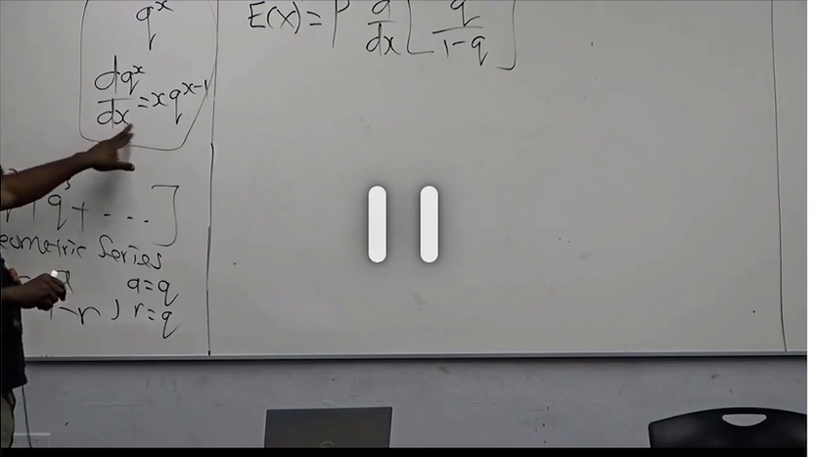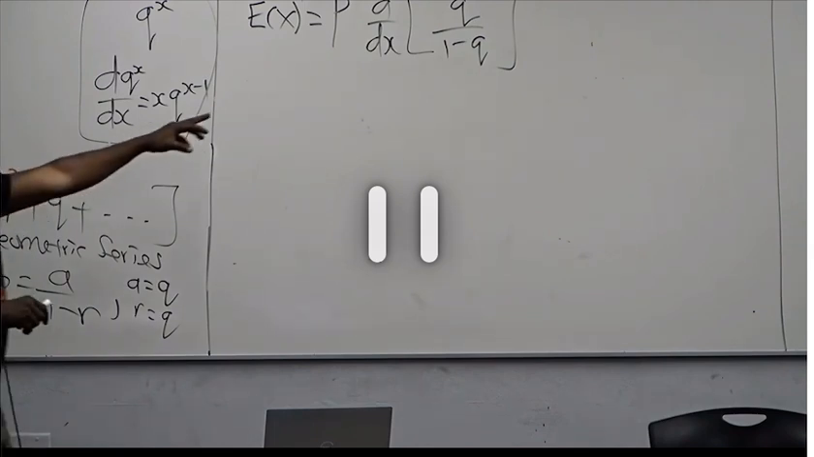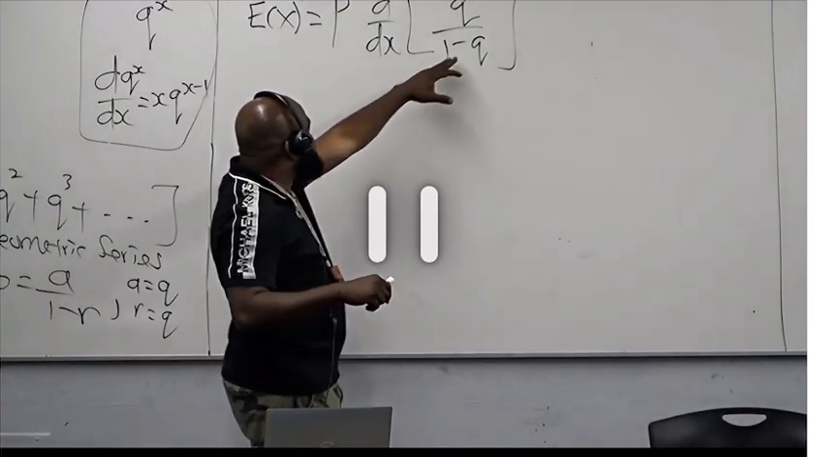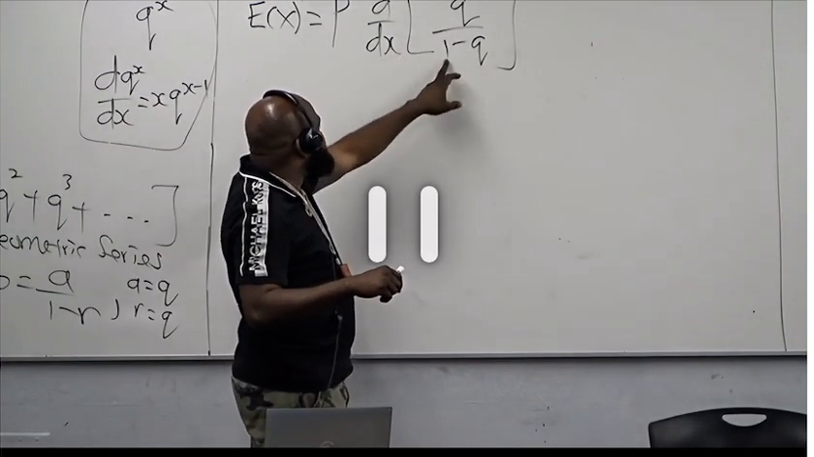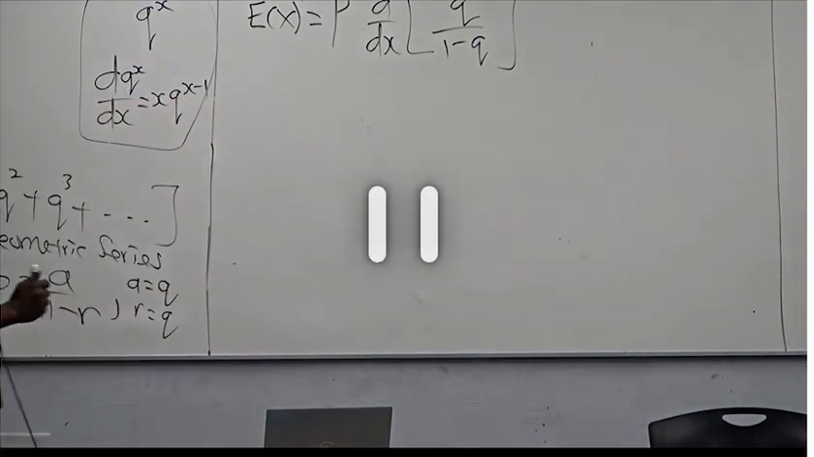Initially, I said if I differentiate this with respect to S, that's what I have. As you can see here, we have P times d by dQ. So P times d by dQ of that, you see what we have here: Q over 1 minus Q. I need you to pay attention. Is there anyone who doesn't understand what I've done so far? Is there anyone?